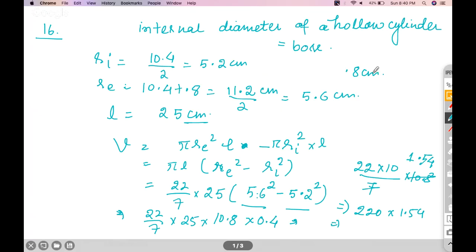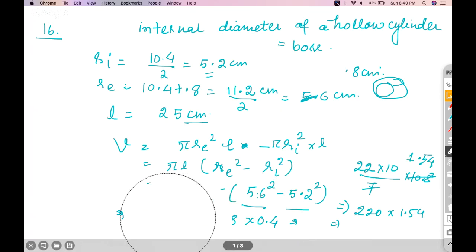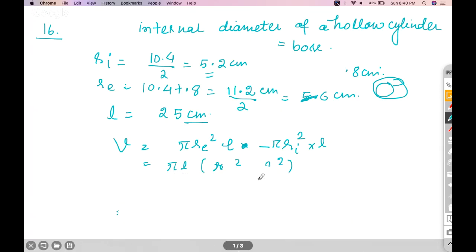Guys, one mistake I have made. I have to add this 0.8 into 5.2 only, because the thickness would be added completely. So this will not be 5.6, this will be 6 centimeters. So once again, I'll just do the changes here. So this will be r external minus r internal. This is 22 by 7 into 25. This comes out to be 5.2 plus 0.8 is 6 square. So this is 6 square minus 5.2 square.